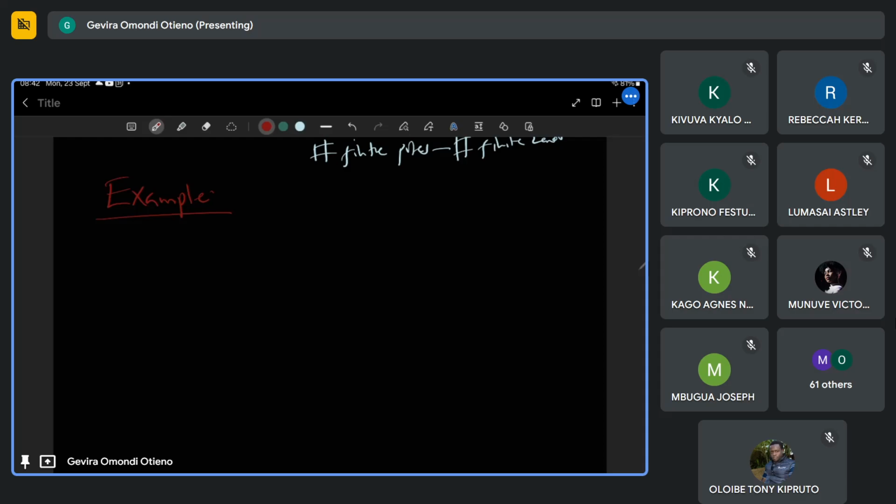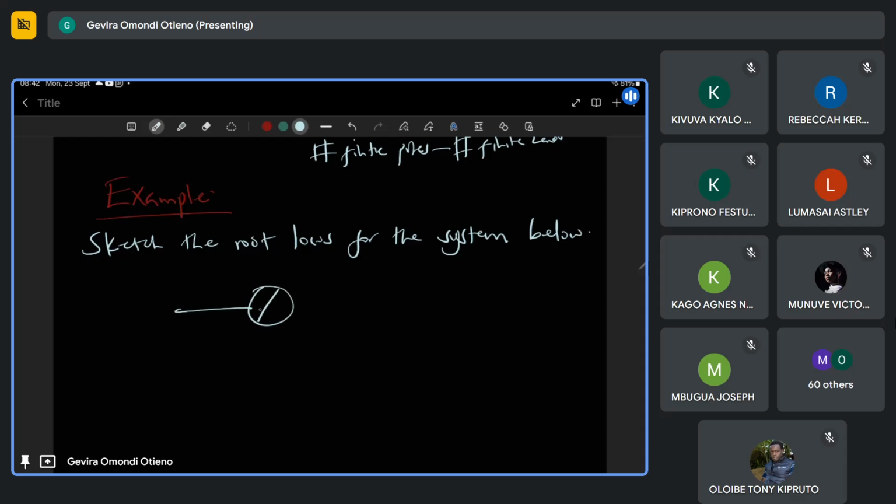Okay, so the question is, sketch the root locus. Remember, it's sketch because you can't draw. It's only a computer that can accurately draw. For us humans, we only sketch. Sketch the root locus for the system. There's a typical system below. Typical question. In this case, they have drawn the feedback system for us. And this is the system.